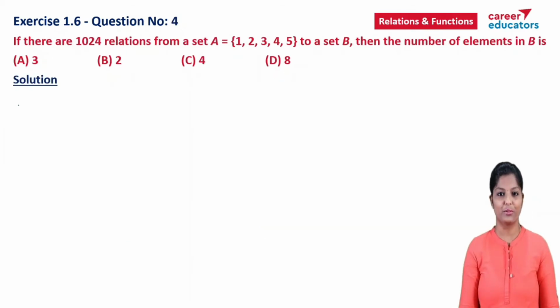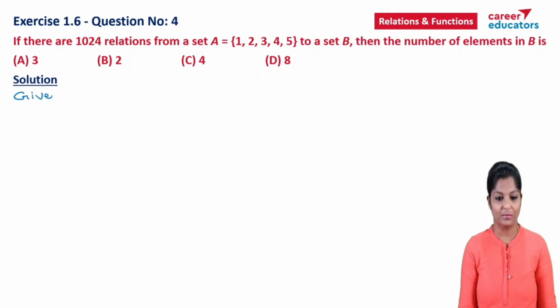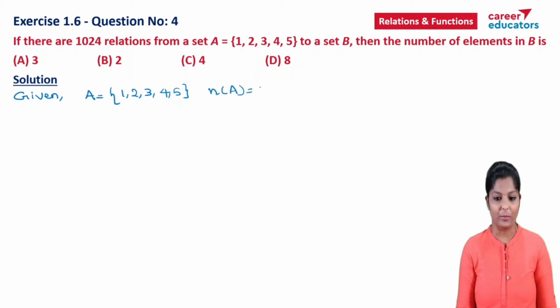Next, we are going to solve question number 4. Here, set A is given and the total number of relations from A to B is given. We have to find the number of elements in B. Let's solve the problem. Given A equal to 1, 2, 3, 4, 5. In set A, we have 5 elements. So, n of A equal to 5.